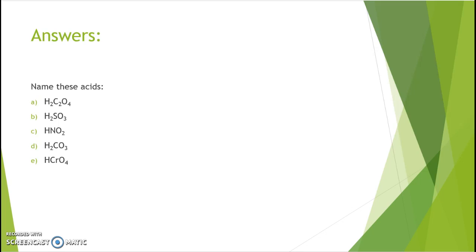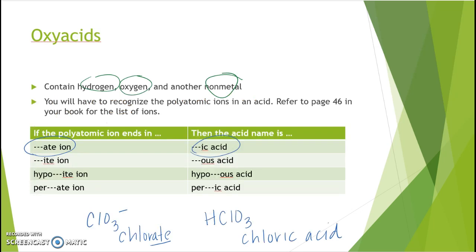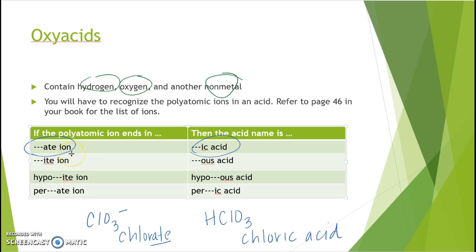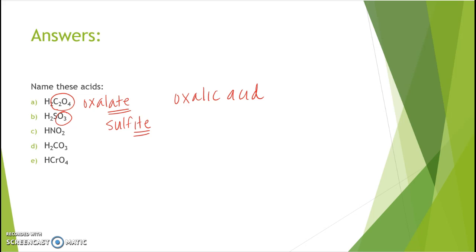Okay, so I'm going to show you how to do this with the steps that I just talked about earlier. You have to recognize that ion. That ion is oxalate, so it ends in ate. So this is oxalic acid. Okay. The next one, that is sulfite ion, ends in ite. Remember from this chart, if it ends in ite, then it's going to be an ous acid. So this is, remember sulfur is a weird one, sulfurous acid.